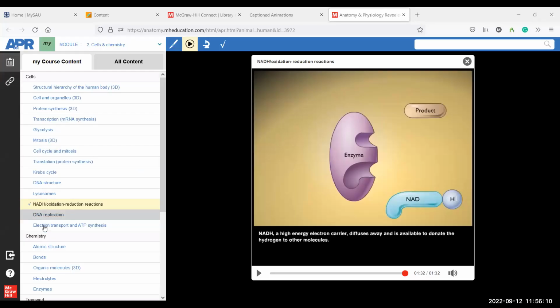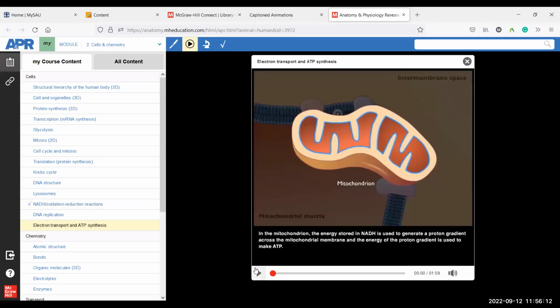Now, I'd like us to consider this one that's going to show you how oxidative phosphorylation works.